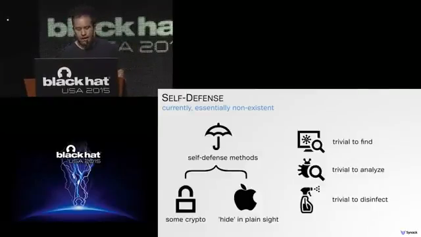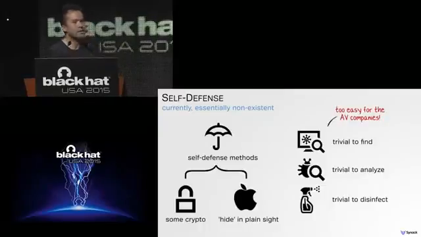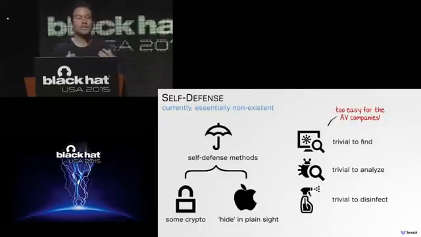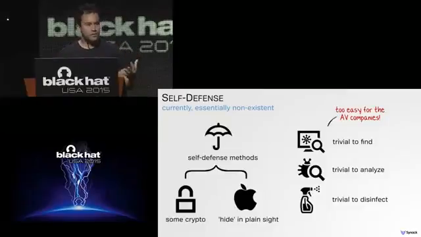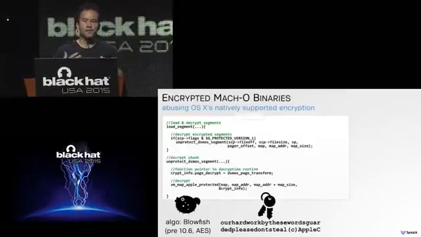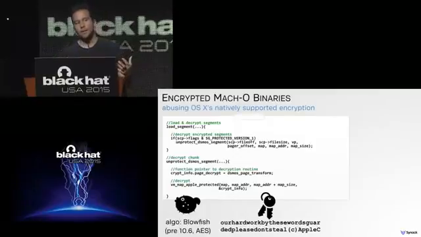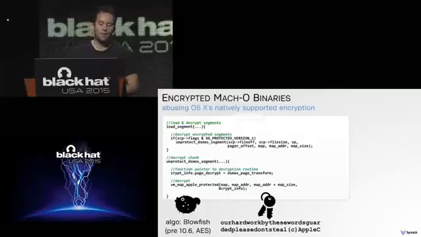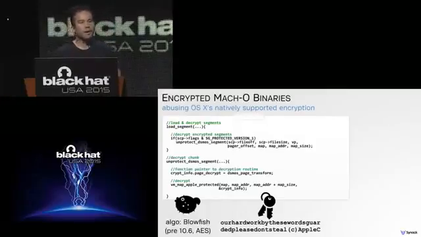This is problematic, I think, because it makes it way too easy for the antivirus companies. It makes it really easy to find the malware, makes it trivial to analyze the malware, and makes it trivial to disinfect. So I want to talk about some self-defense techniques that I think OS X malware could or should be using. Let's start with protecting our malware. I think encrypting one's malware is generally a good idea. It makes detection harder and also makes it more difficult to analyze.